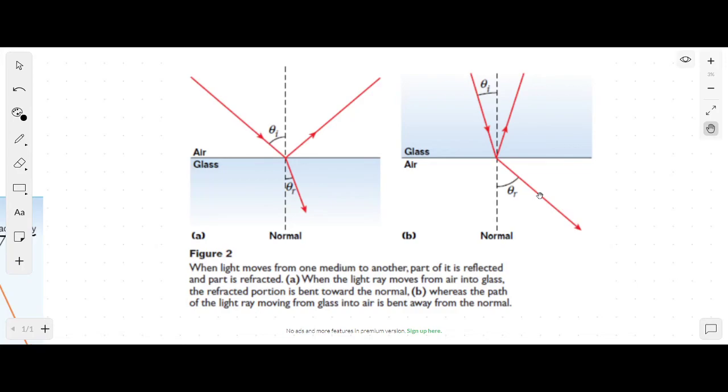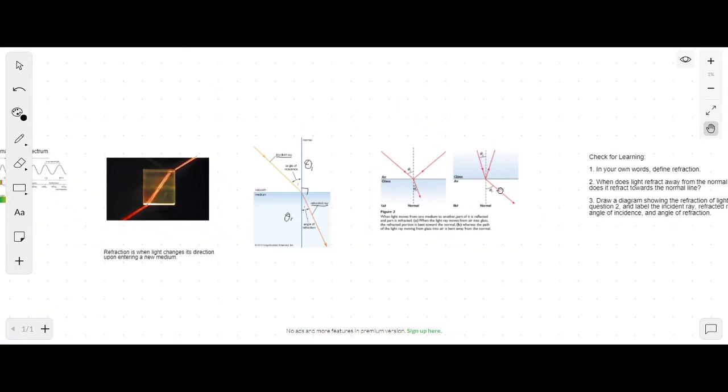Now, why do you think that happens? Well, the reason is the two mediums have different densities. So when moving from a less dense material to a more dense material, the angle of refraction will go towards the normal line. When going from a more dense material to a less dense material, your refraction will happen away from the normal line. Let's zoom out a bit.